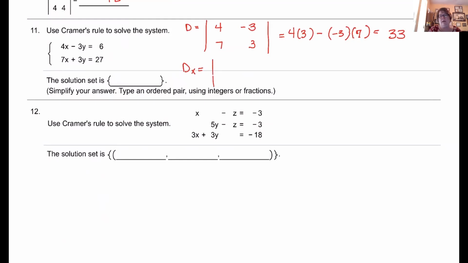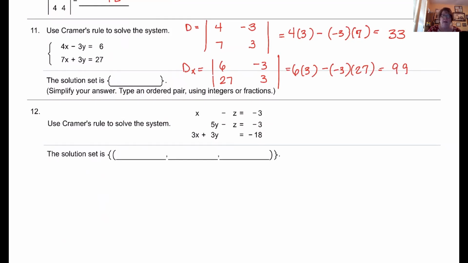The second determinant I need to find is d sub x, and that is the determinant of the matrix, taking the matrix D and replacing the first column, the x column, with the constants, find the determinant of that. So I get 6 times 3 minus -3 times 27. And I might let my calculator help me with that. I get 99.